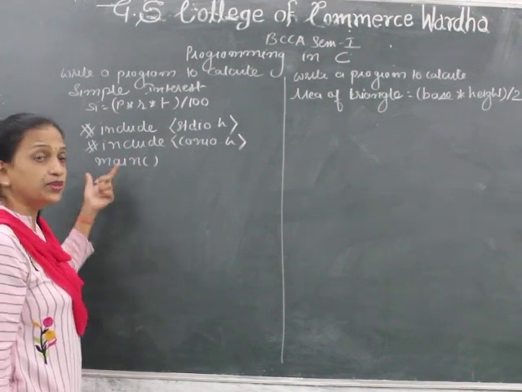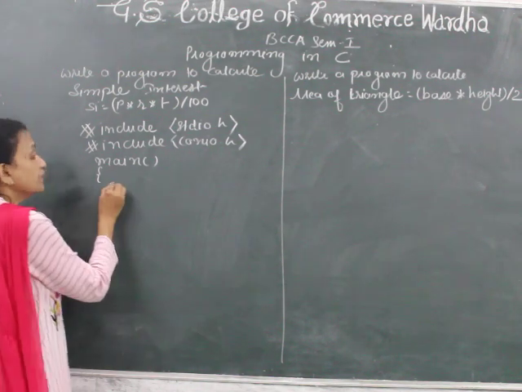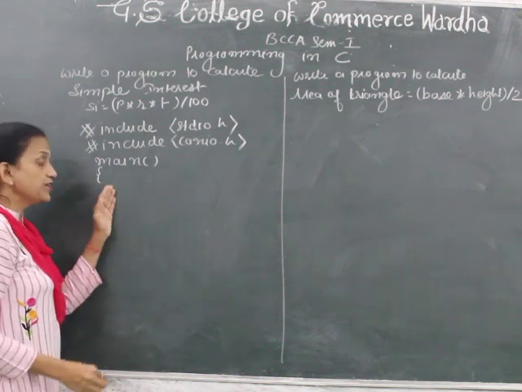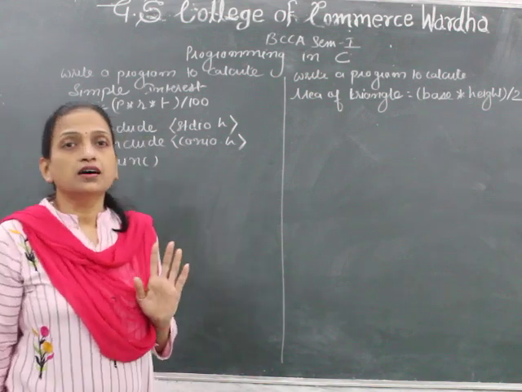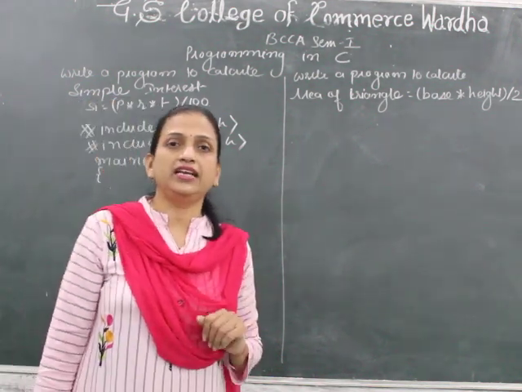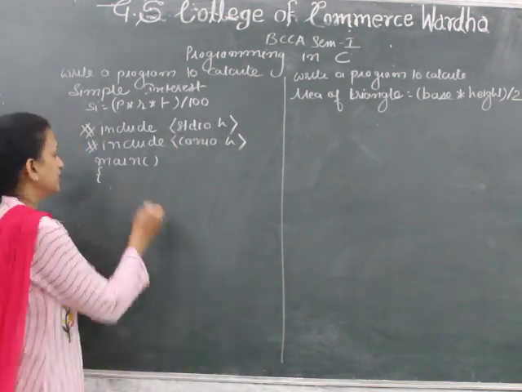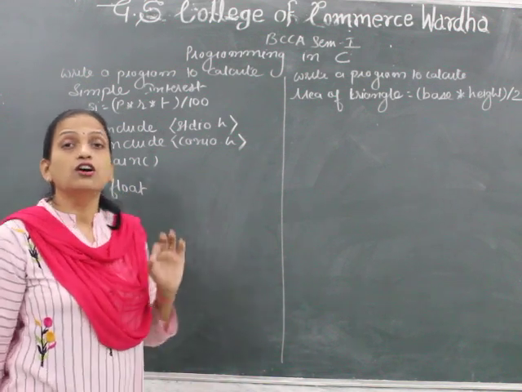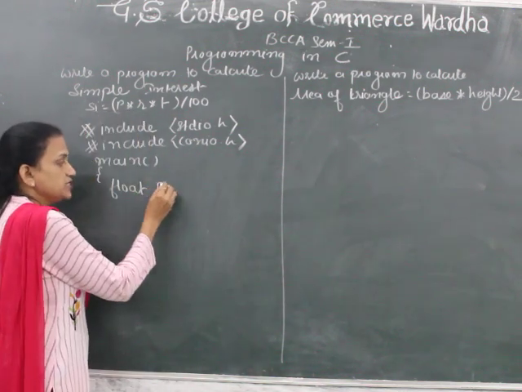The program always starts with the main function, open curly brace, where the compiler starts the execution. The first statement in your program is always the declaration, so here we are declaring some variables. In our previous lectures, whatever programming we learned, we used only the integer data type. Here we are going to use another data type, that is float data type. The float data type is used to store floating point values. So float P, that is principal amount.